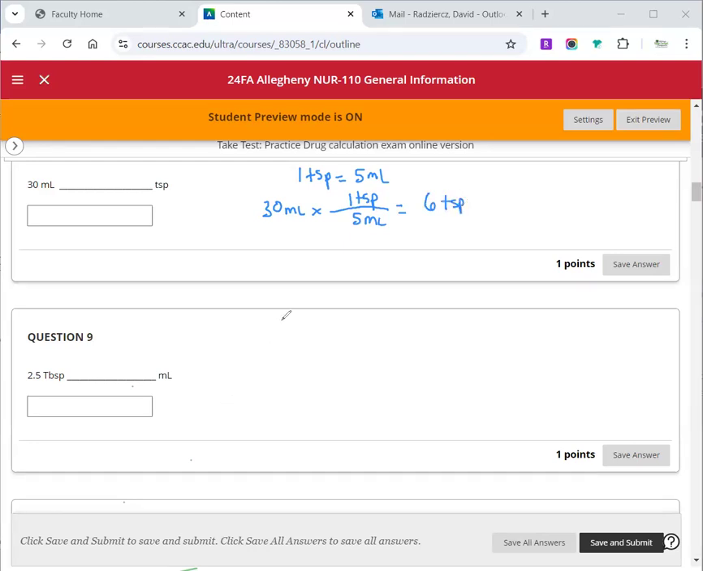Same thing right here. 1 tablespoon is equal to 15 ml. And so if it says 2.5 tablespoons, I'm going to convert tablespoons, sorry, to milliliters. So in this one, I'm going to multiply by 2.5 tablespoons. And then 2.5 times 15, I think it's 45. Let me just make sure. Oh, I'm sorry, 37.5.